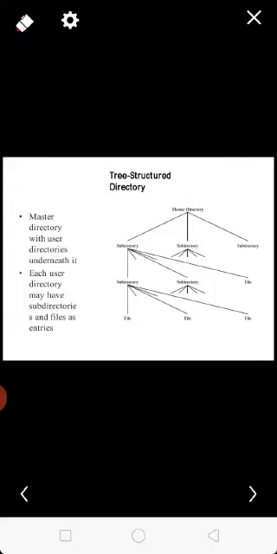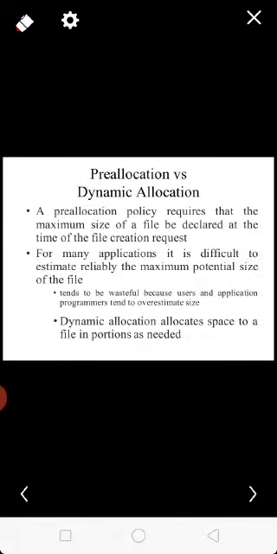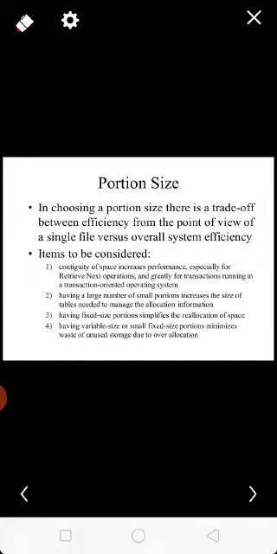File allocation. In dynamic allocation, the pre-allocation policy requires that the maximum size of a file be declared at the time of the file creation request. For many applications, it is difficult to estimate reliably the maximum potential size of the file. In choosing the portion size, there is a trade-off between efficiency from the point of view of a single file versus overall system efficiency.